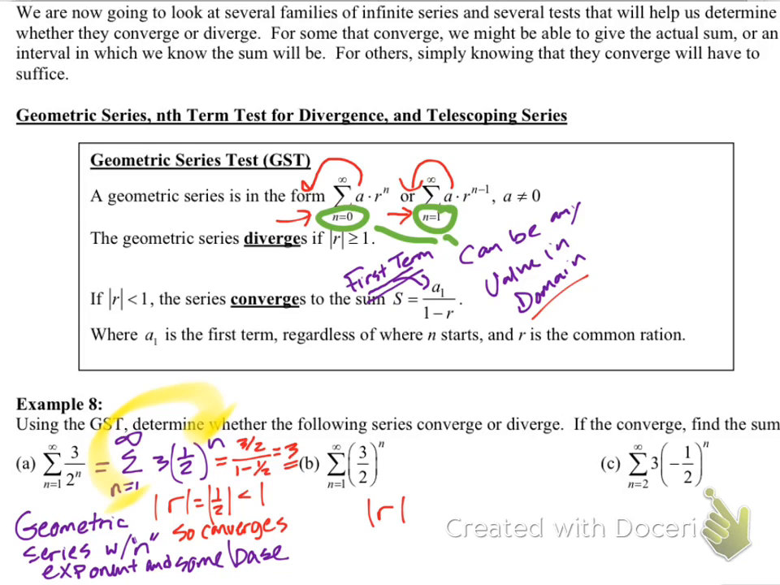Now, to the next one, 3/2 is our ratio. It's greater than or equal to 1, so we know this thing diverges. It just keeps getting bigger and bigger, and we're done. So that's easier with that one. The last is a little new.